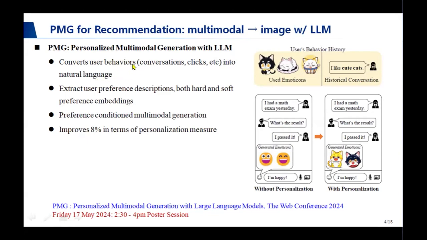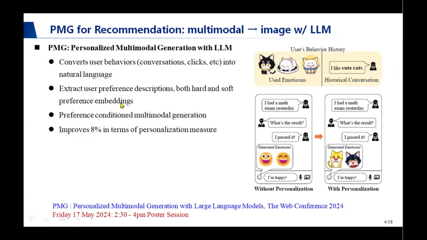If the behavior is a conversation, it is already text, so it's straightforwardly fed into a large language model. If it is some other behavior such as images or clicks, we may look at the contents and try to convert that content into natural language first. If it's an image, we can use an image-to-text tool to convert it, such as BLIP-2 or other kinds of models. After we convert the behaviors into natural language, we will extract user preference from the natural language. In this case, maybe the user has talked about how she likes cute cats. We will extract keywords such as cute cats, and this can be a few keywords. And later we'll show that we may also add other soft embeddings to better represent this kind of preference.